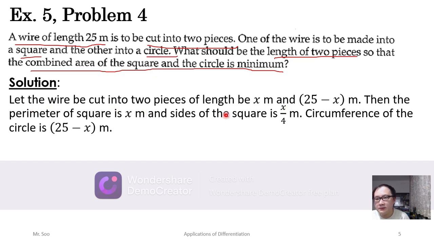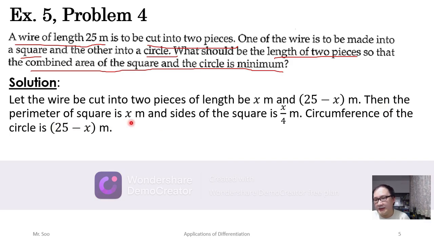So let the wire be cut into two pieces of length x meter and 25 minus x meter. The first statement is what I just drew, the so-called number line, which represents the length of the wire, and the length of the wire is 25 meter. Then if one side is x, the balance should be 25 minus x.